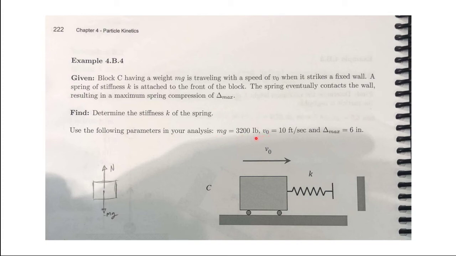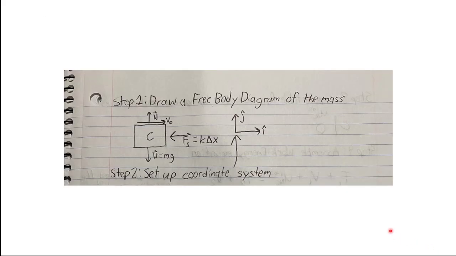Here are the values we're given. We're given mg, which is essentially our weight force on block C going down. That's going to be 3,200 pounds. We have our initial velocity VO at 10 feet per second. And then we also have our delta max, which is going to act as our delta x for the spring, at 6 inches.